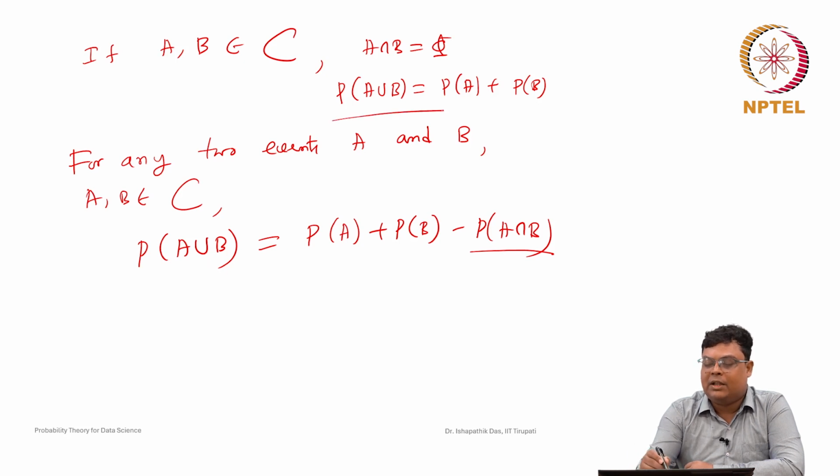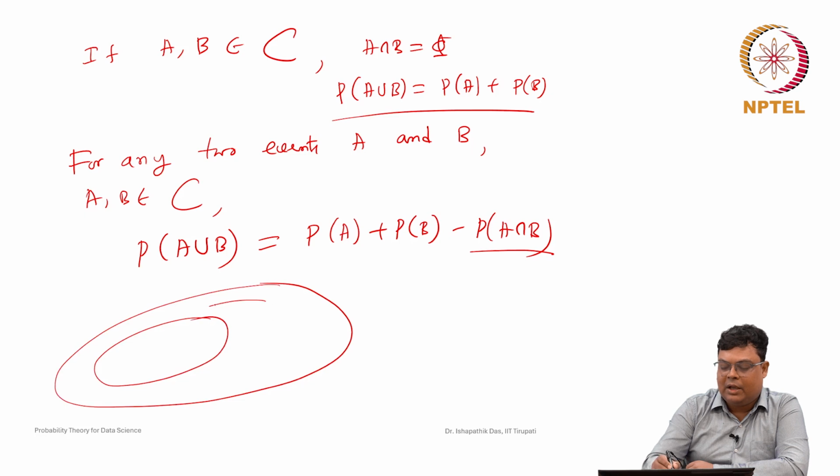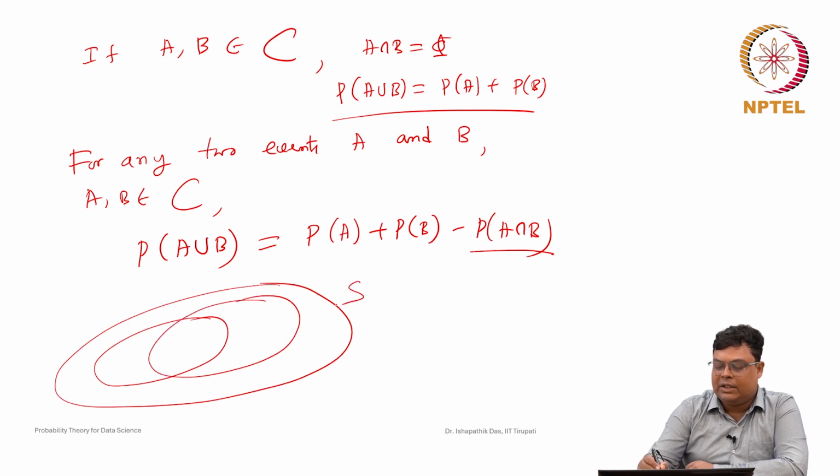So, in that case this will be true: probability of A union B equals probability of A plus probability of B. But in the general case, how can we prove it? Suppose we use a Venn diagram. This is the sample space S, this is the set A, and this is the set B. Then this region is nothing but A intersection B.